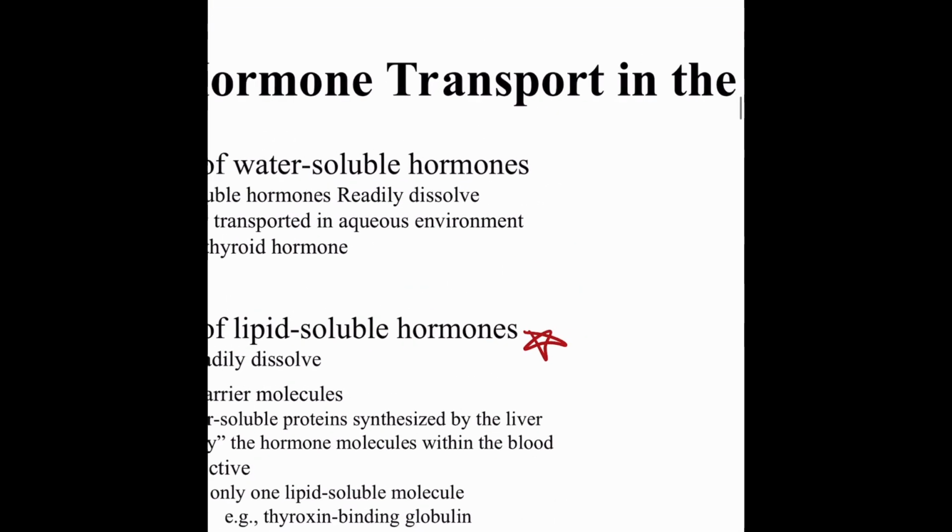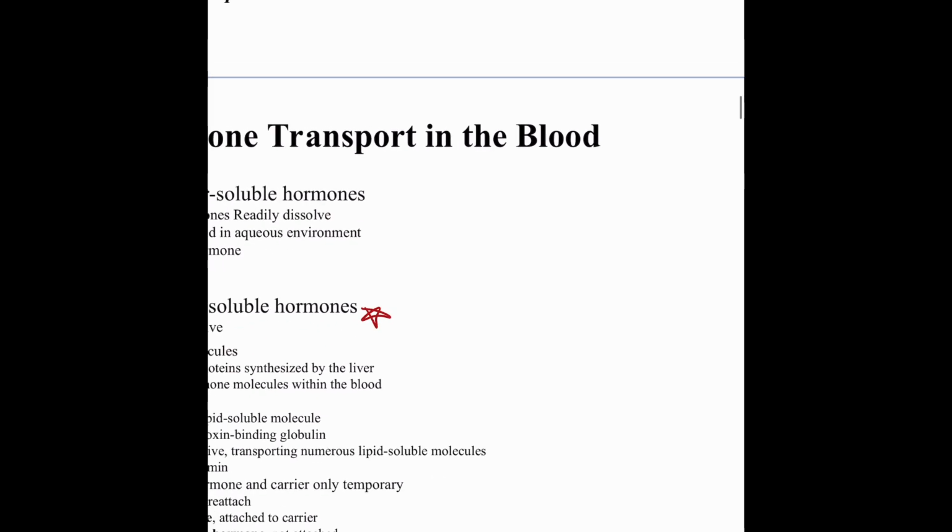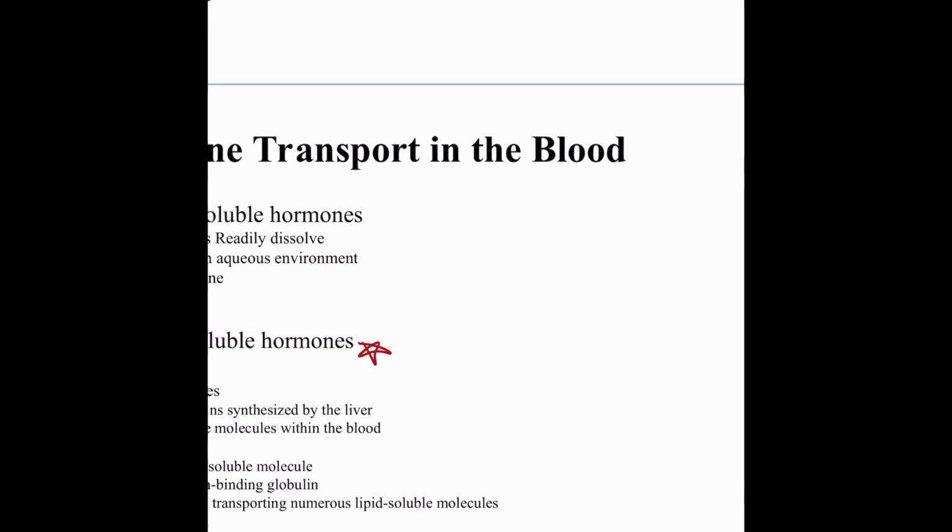Where a con of water-soluble hormones is that they cannot readily enter the cell, right? So what that means is we know that it is a phospholipid bilayer, right? Tails inside, so no water can really get through unless it goes through a channel protein, right? Unless we go through one of these proteins. So most of the time, our water-soluble hormone can't really get through the cell.